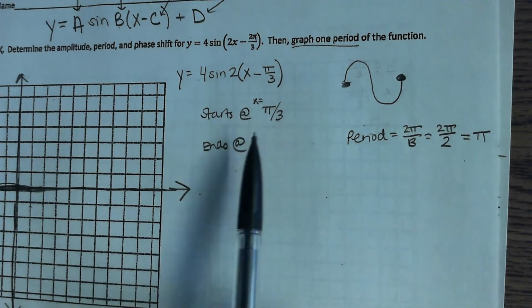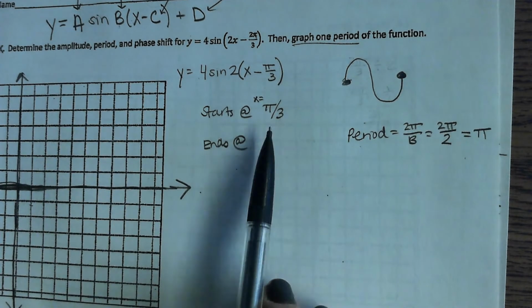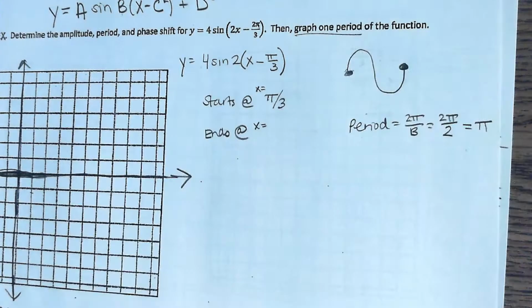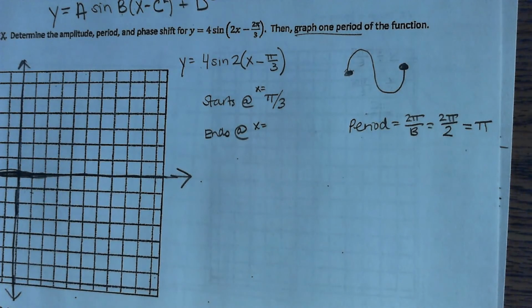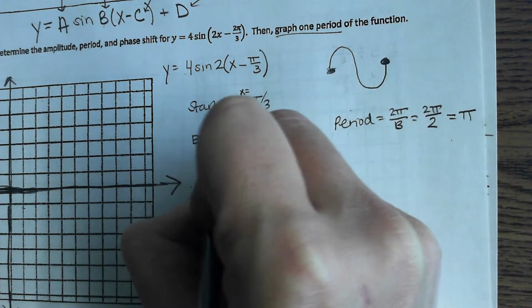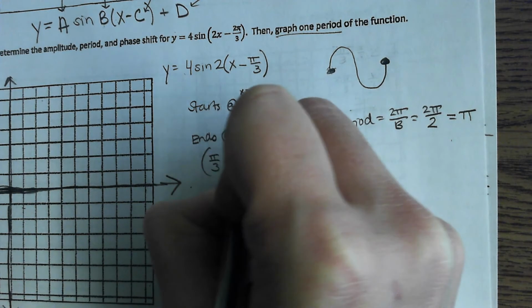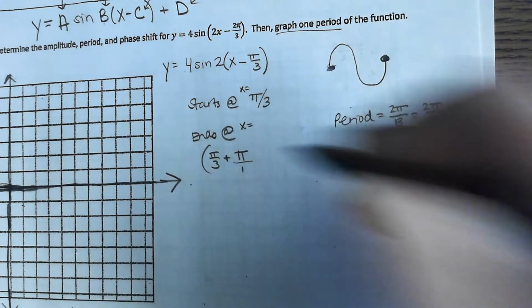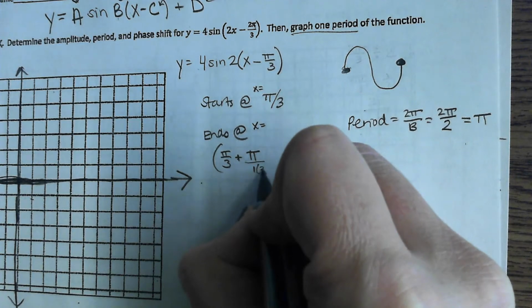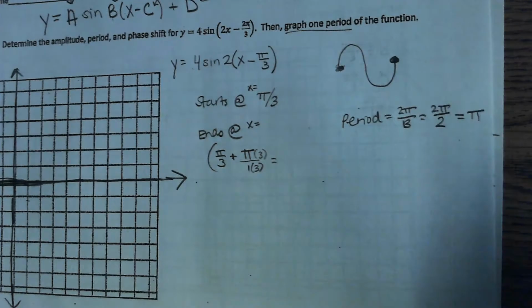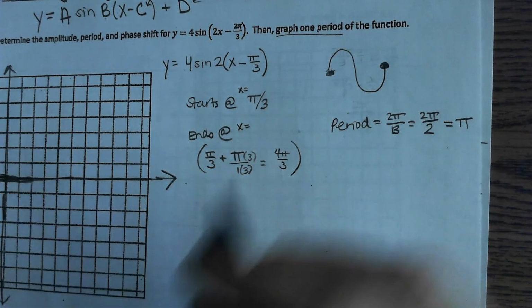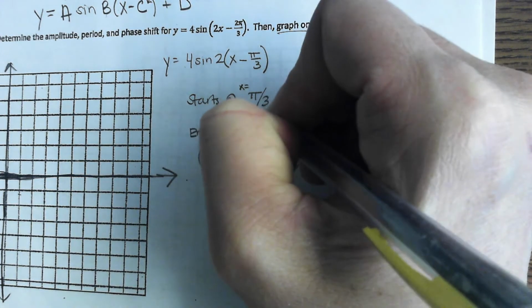So if it starts at pi over 3, what's pi units after that going to bring us to? What's pi over 3 if you add pi onto it? Pi over 3 plus pi. In order to add them, I need a common denominator, right? So multiply by 3, multiply by 3. So pi plus 3 pi is 4 pi over 3. So this is ending at 4 pi over 3.